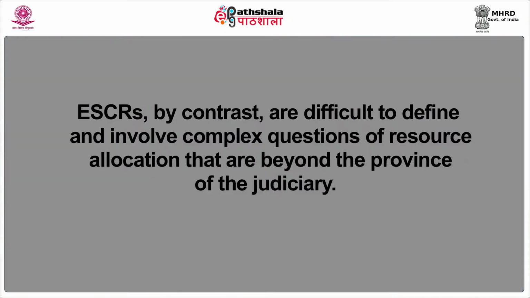This view holds that civil and political rights are more easily enforced in court because they are more clearly defined and courts can provide straightforward remedies. Economic, social and cultural rights, by contrast, are difficult to define and involve complex questions of resource allocation that are beyond the province of the judiciary.